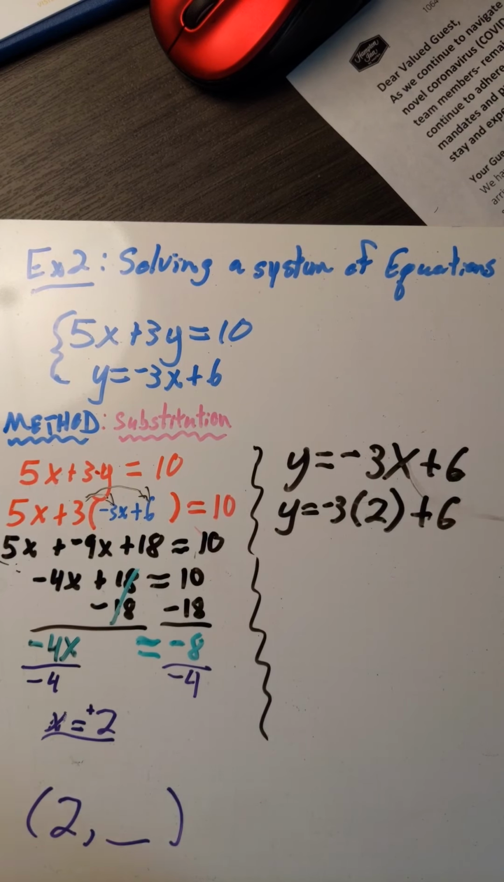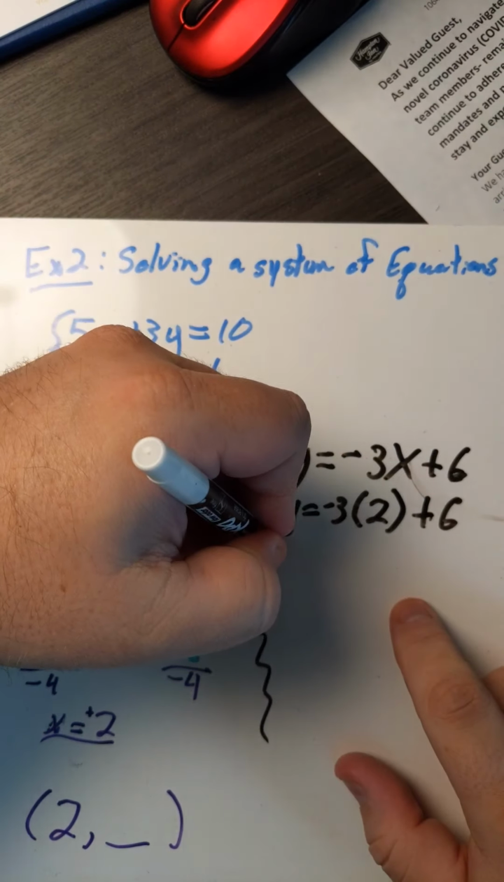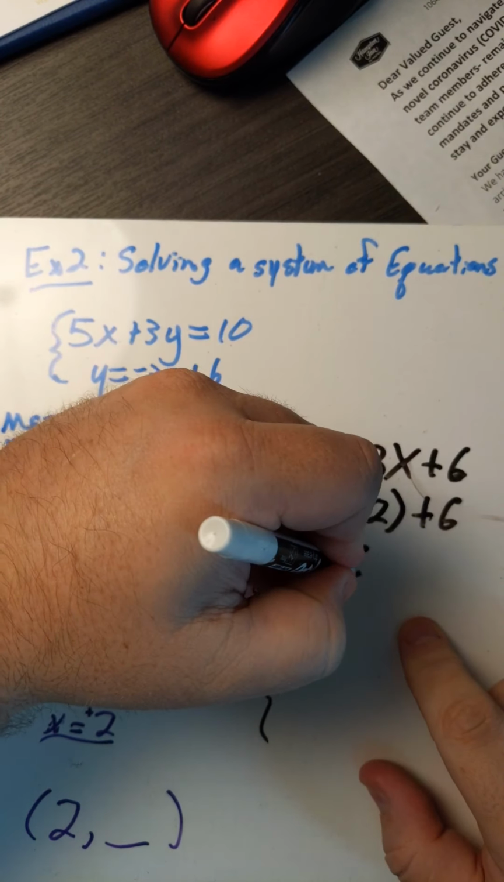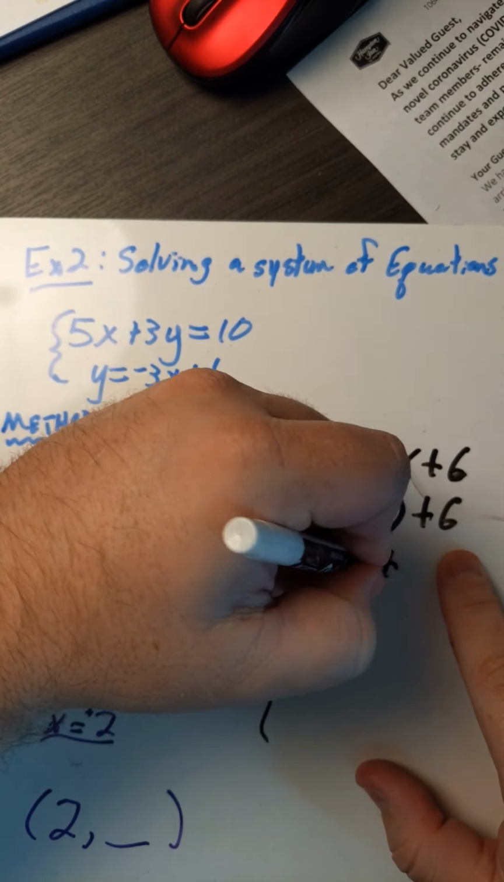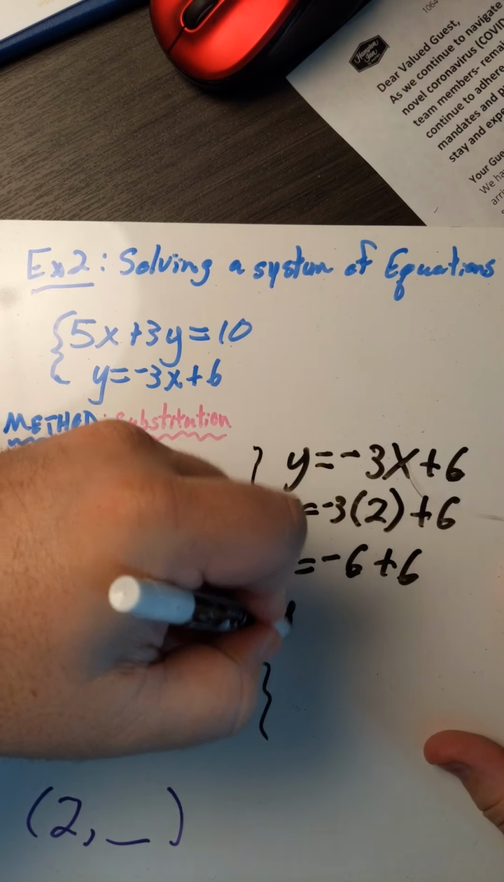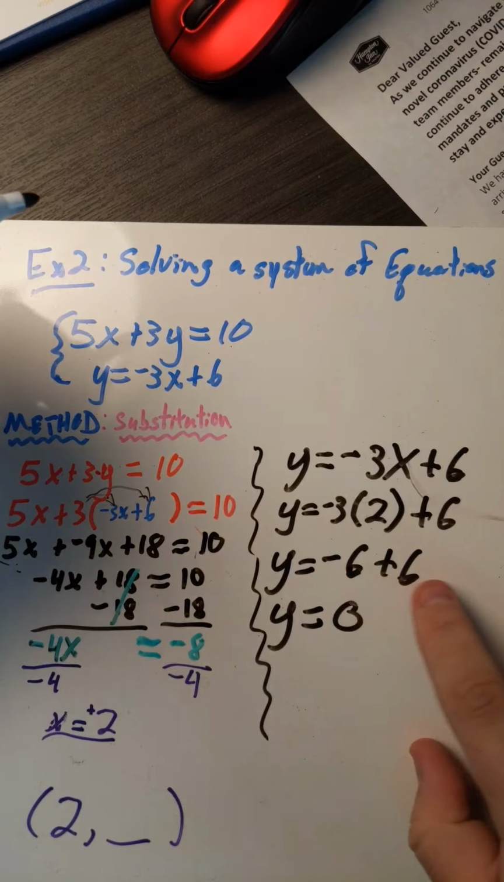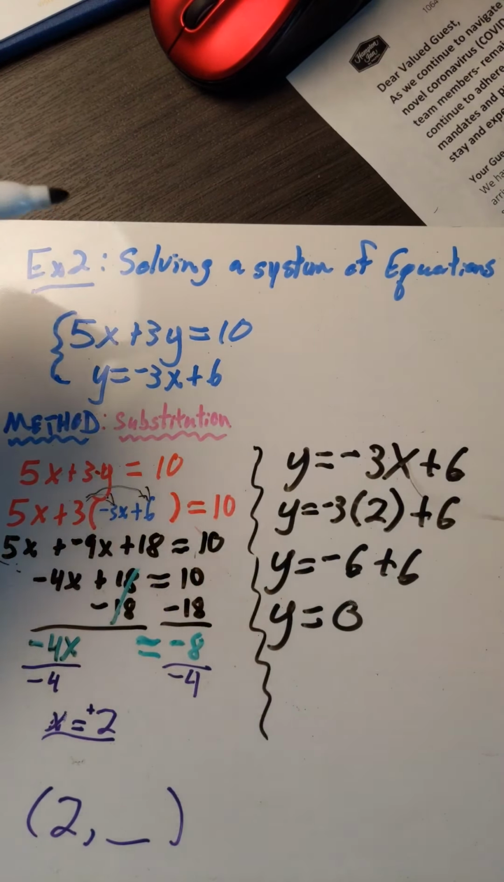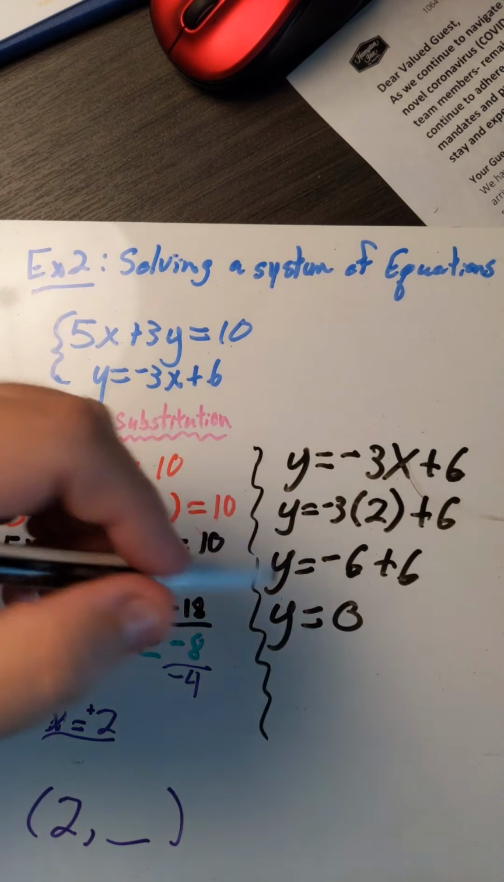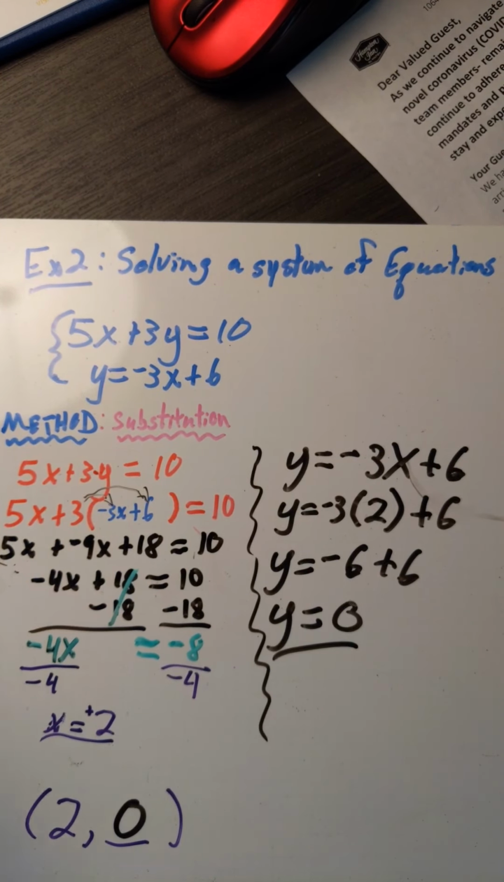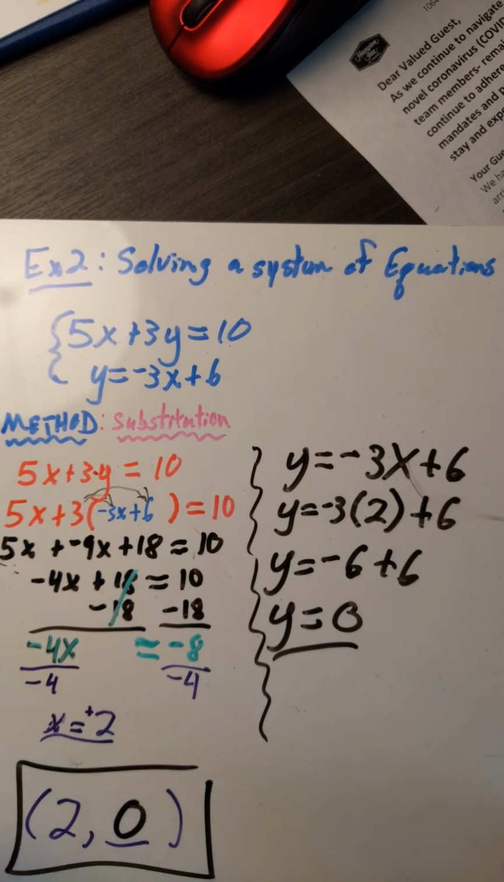All right, we now simplify. We get y equals negative 3 times 2 is negative 6 plus 6. And that will give us y equals 0. Negative 6 and positive 6, those are additive inverses. They become 0, right? So that is our y value, is 0. So we'll put that down below. And this is our solution. And again, we're using substitution.